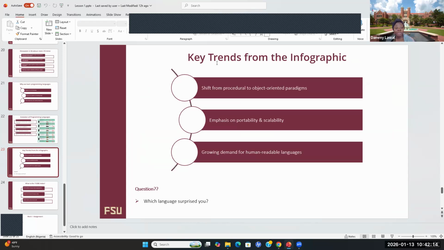Now the new programming languages are emphasizing portability, scalability, and not requiring a lot of space. You don't need a lot of space to write Java, for instance. On your laptop, you write your code, you run your software. So that's one of the key trends. And also the growing demand for human readable language, something you can understand, something we can see and relate with. The structure and the syntax have been human readable to some extent.